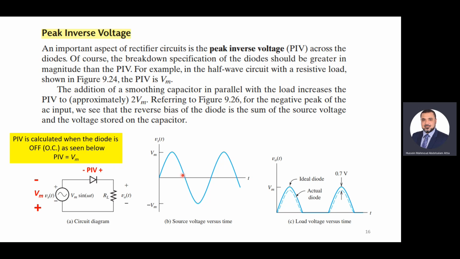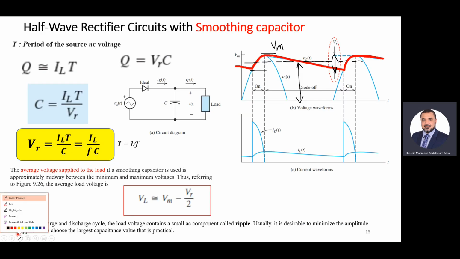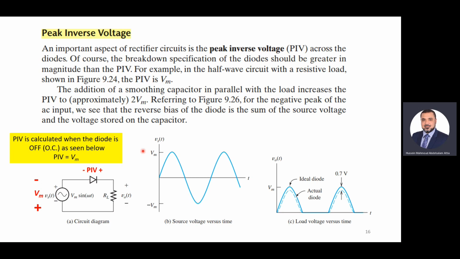There is something called the peak inverse voltage. The peak inverse voltage is the reverse voltage across the diode when the diode is reverse bias. So assuming this diode is reverse bias, meaning when the input is negative, this will be the polarity. The current will go this direction, so the diode will be off, open circuit. What is the voltage across the diode when it is off? Peak inverse voltage is very easy. It is the voltage across the diode when it is open circuit.